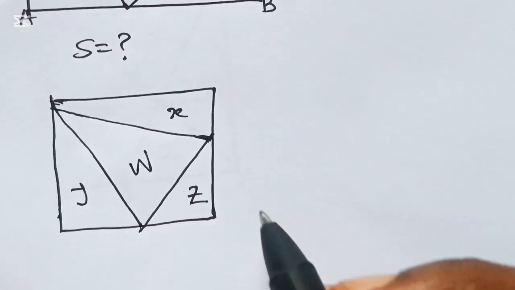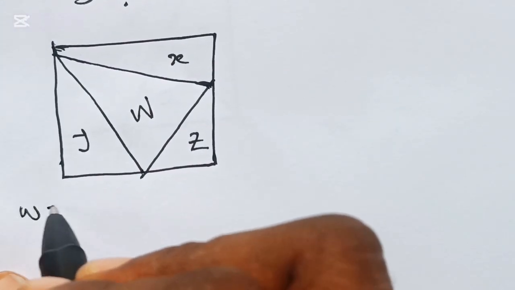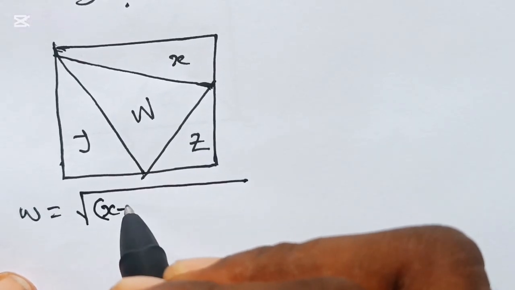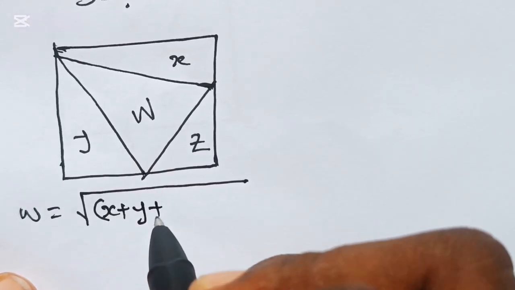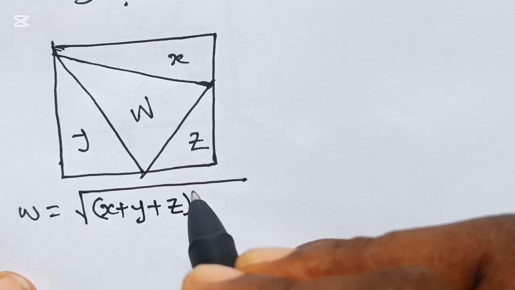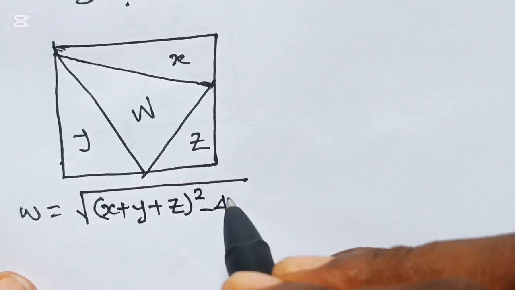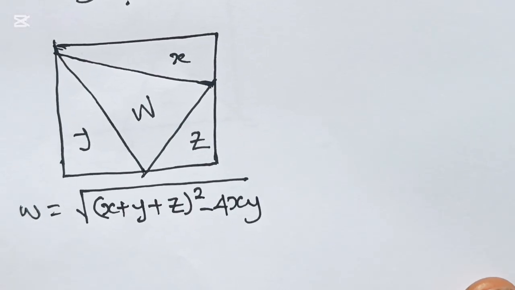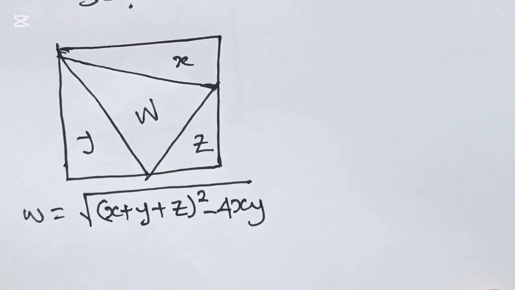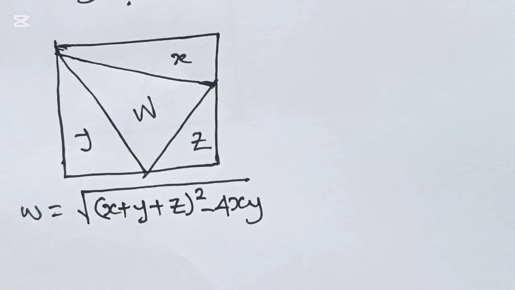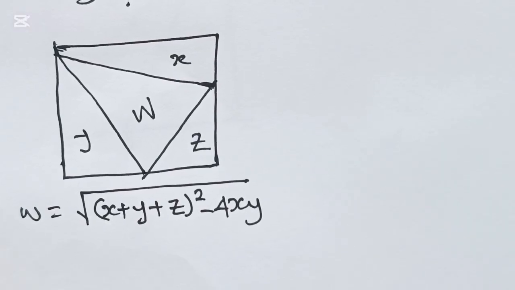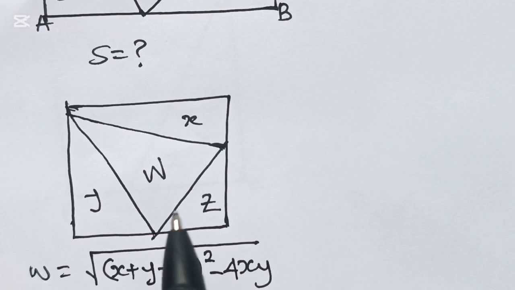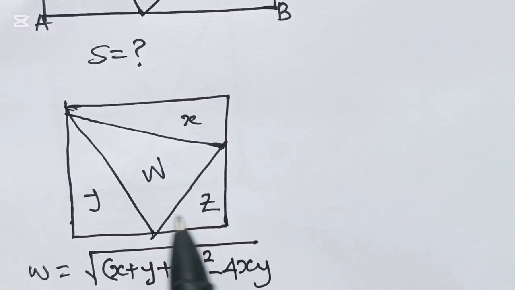Now according to this theorem, w is equal to the square root of (x plus y plus z) all squared minus 4xy. Now let us prove this, because it's one thing to state a theorem, it's another to actually prove it. Okay, so let's go ahead and prove it now using this particular diagram.